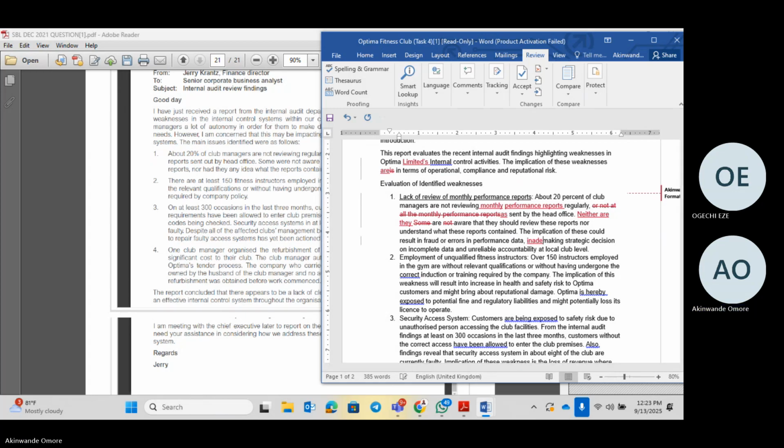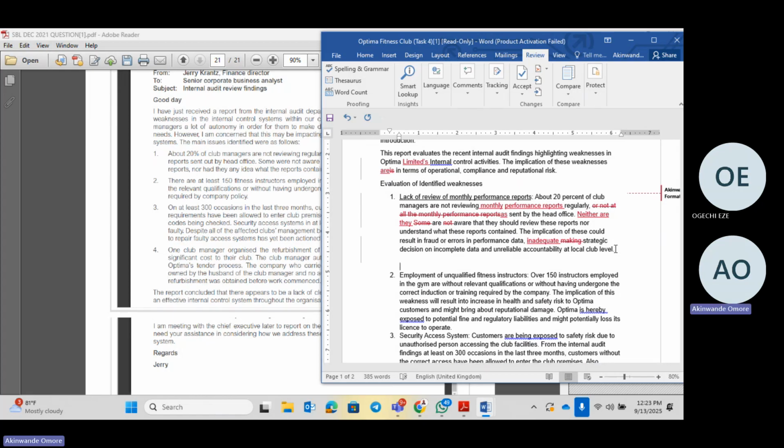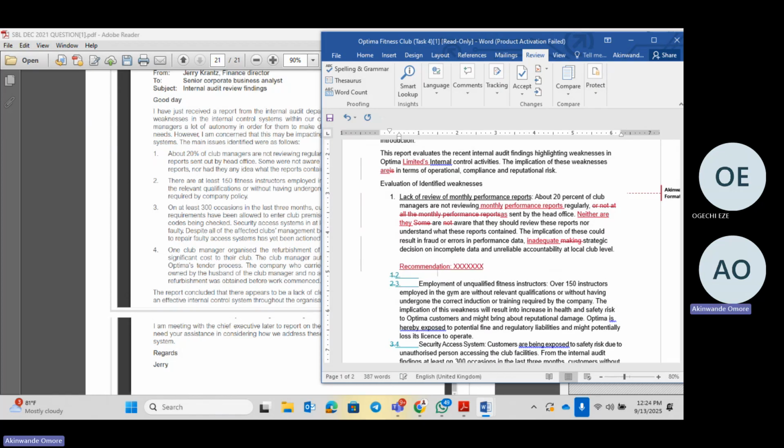inadequate strategic decision and incomplete. She tried. So what she missed here is the requirement asks us to make recommendation. So what is our recommendation for this weakness? They should be trained. So you see now, that's what she missed here now. To her, she has answered this question.